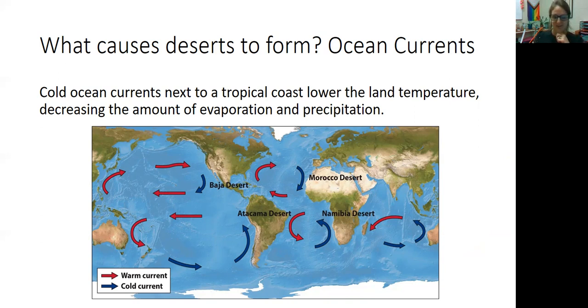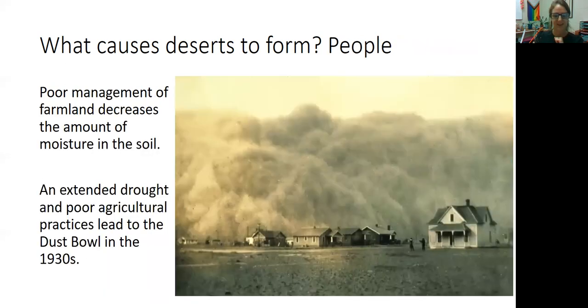You'll also notice this is why we get deserts in Australia, on the west coast of North Africa, the west coast of South Africa. This helps explain a lot of those desert locations. But again, not all. So there has to be other things that explain why deserts occur. And one of those is people.